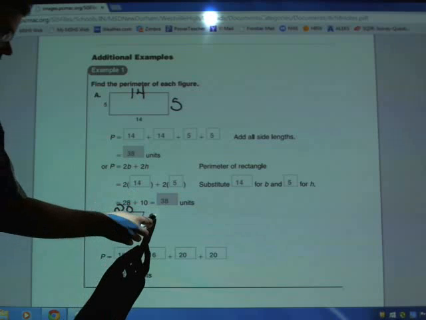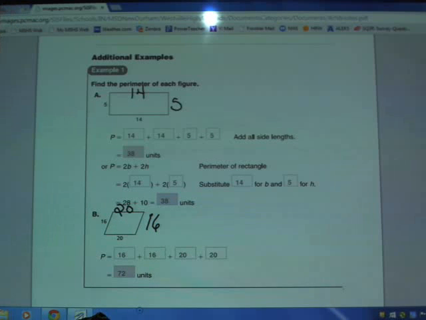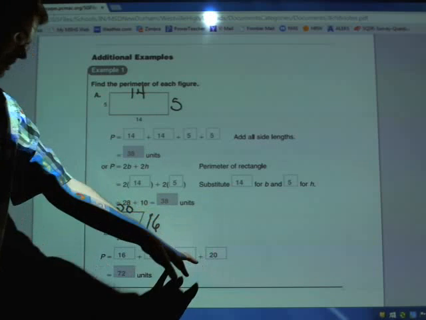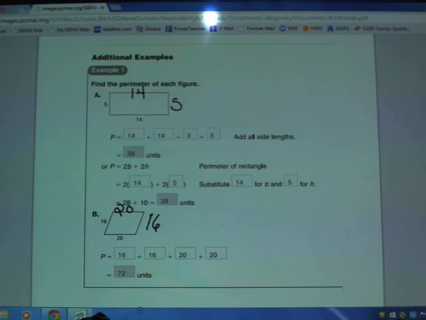So the top is 20 and the right is 16. So I've got 16 plus 16 plus 20 plus 20 there. And when I add that up, that's the same as 32 plus 40, which is 72. 72 units. Again, just adding up the sides to find the perimeter here. That's all we're going to do. Not really anything too fancy about it.